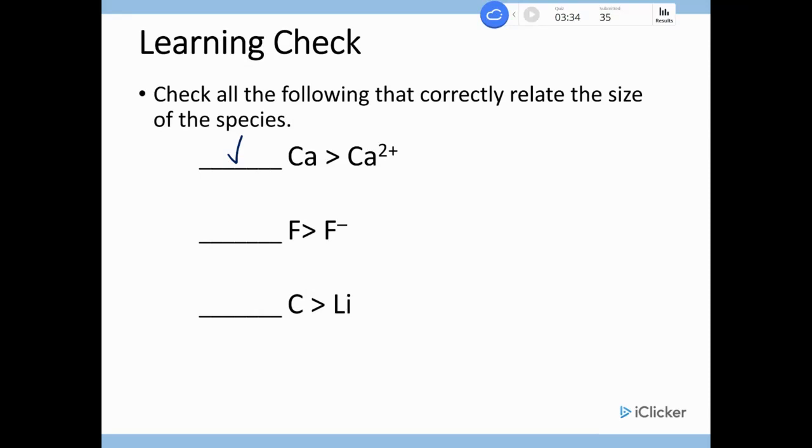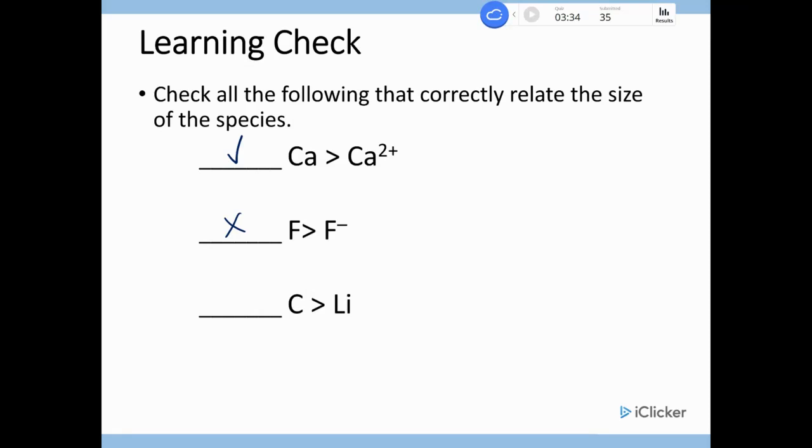How about fluorine neutral larger than fluorine anion? Incorrect. Fluorine as an anion with a negative charge has gained another electron, with the same number of protons in the nucleus. So an extra electron with the same number of protons means that atom is a little bit larger. The anion is a little bit larger.